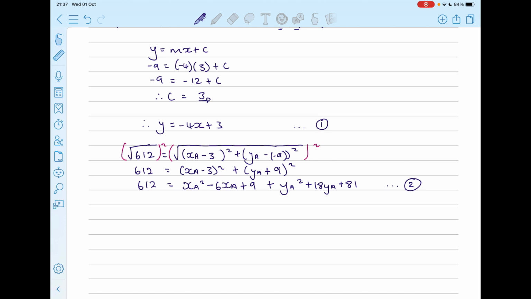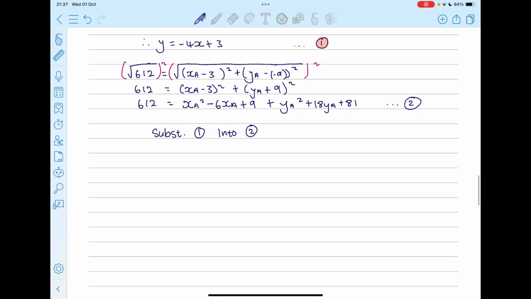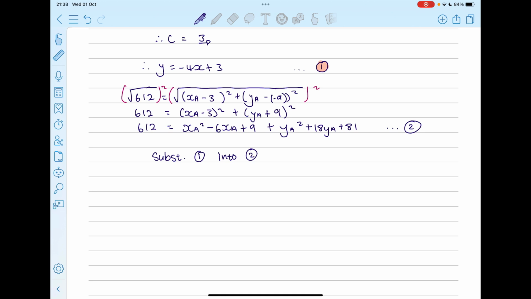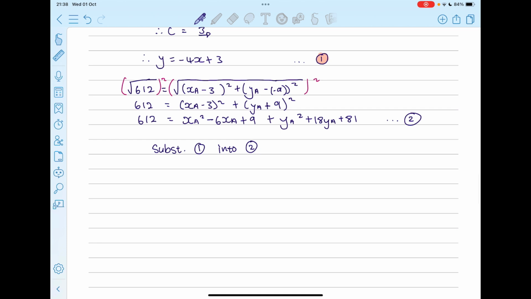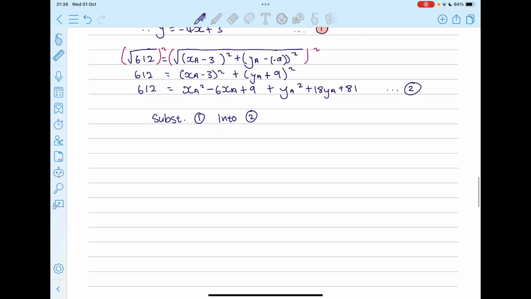So where we see y, we're going to replace it with equation number 1. So now we're going to substitute 1 into 2. Where we see our y_A, we replace it with the equation of y, because remember, y is the y coordinate of our point A. So we can actually replace it with the equation of the line, so that once we get the x value, we will be able to get y. So let's do that.